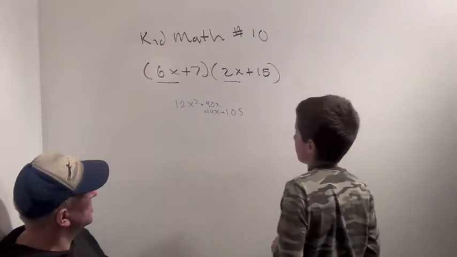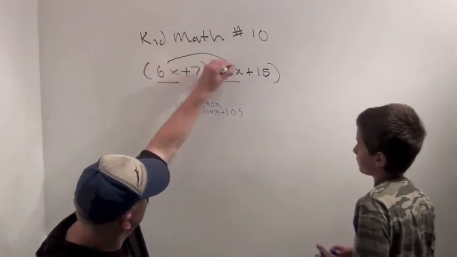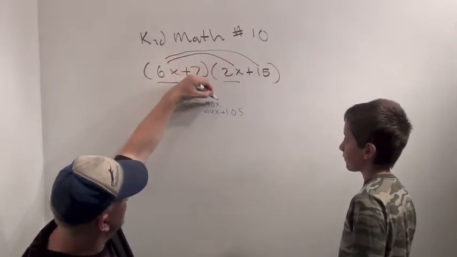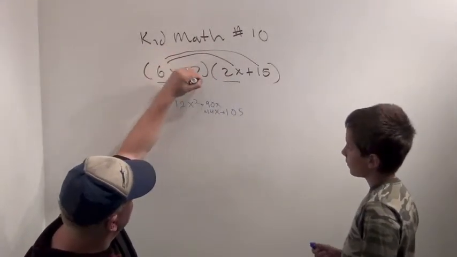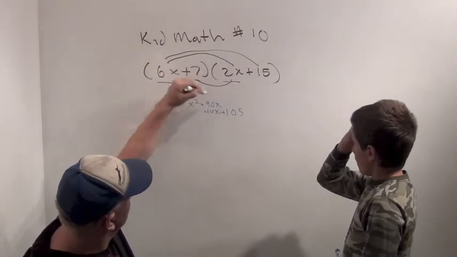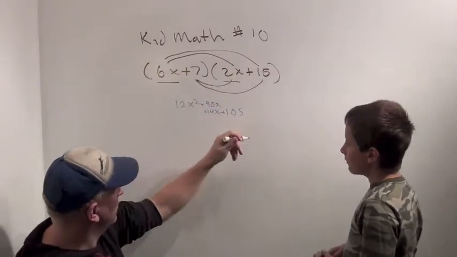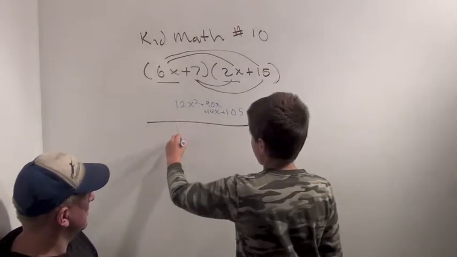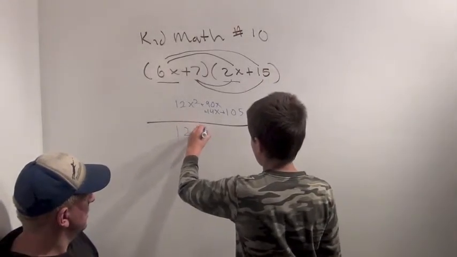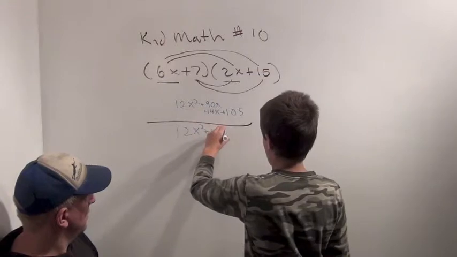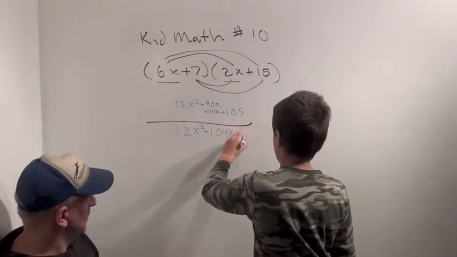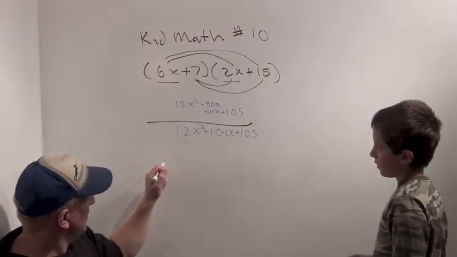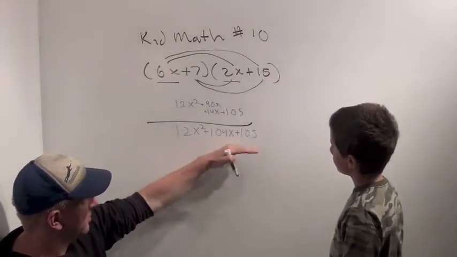Okay, so just to show what you did: 6x times 2x, that's the 12x squared. You did 6x times 15, that's the 90x. You did 7 times 2x, that's the 14x, and 7 times 15, which is the 105. And what does this end up equaling? Can you write a little bit larger than you've been writing? 12x squared plus 104x plus 105. Okay, great. So we get this expression, 12x squared plus 104x plus 105.